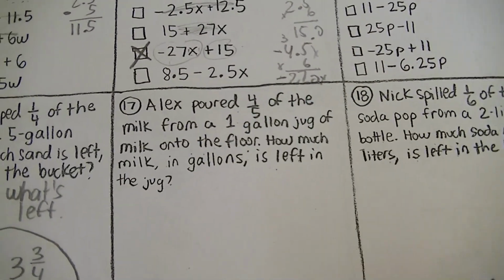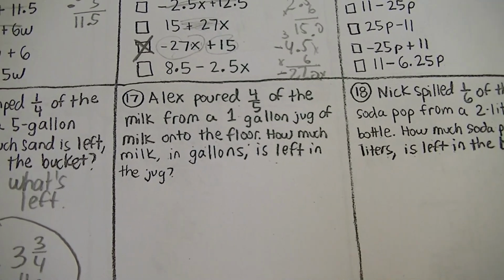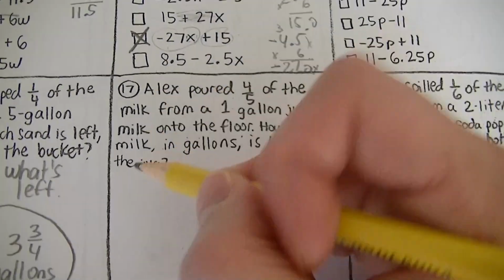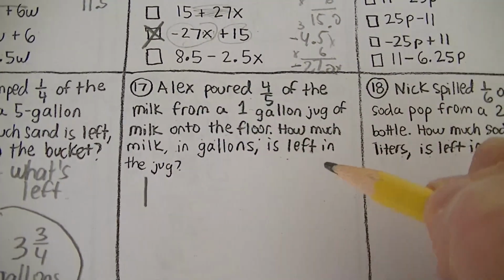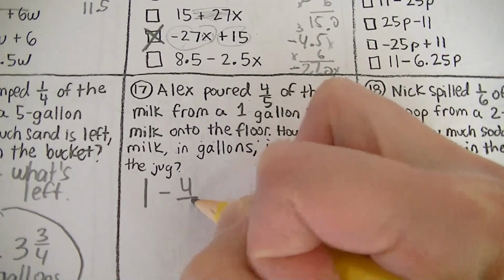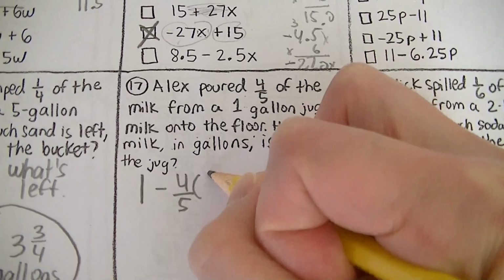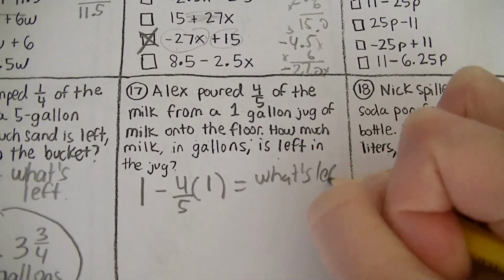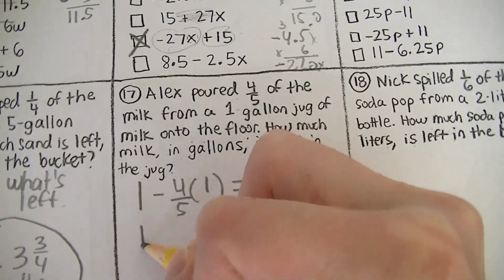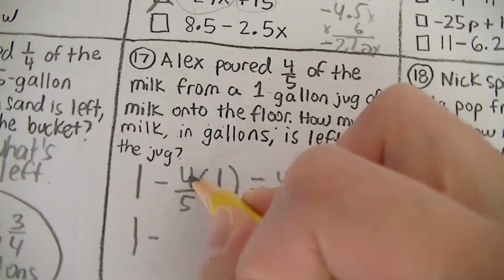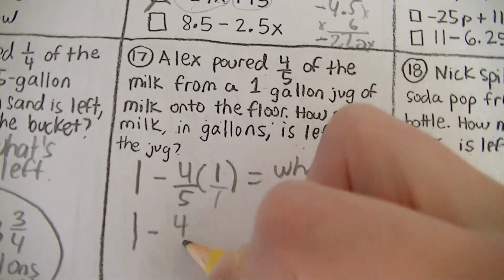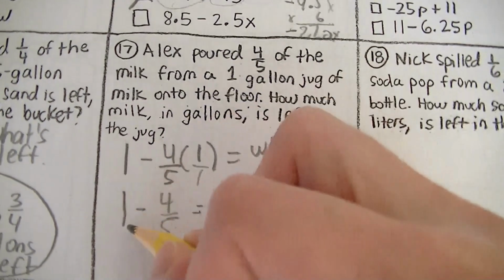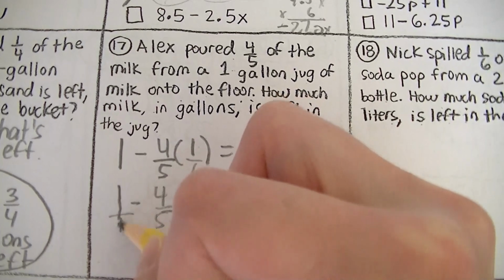17, Alex poured 4/5 of the milk from a 1-gallon jug of milk onto the floor. How much milk in gallons is left in the jug? So we started with 1 gallon. We're going to subtract 4/5 of that 1 gallon, and that's going to give us what's left. Okay, so it's really 1 minus 4 times 1 is 4, 5 times 1 is 5. Okay, 1 minus 4/5.